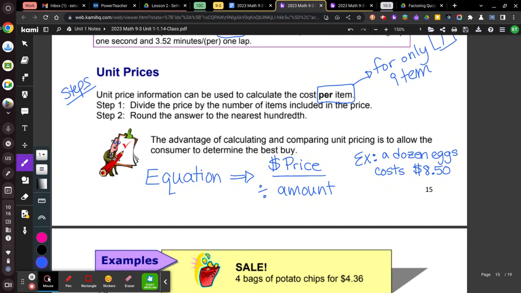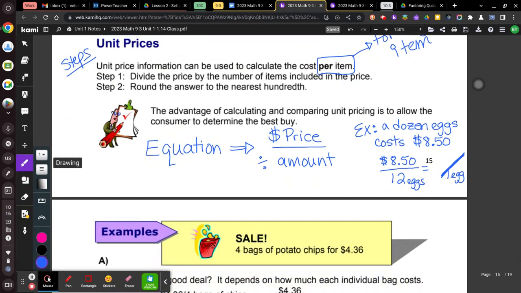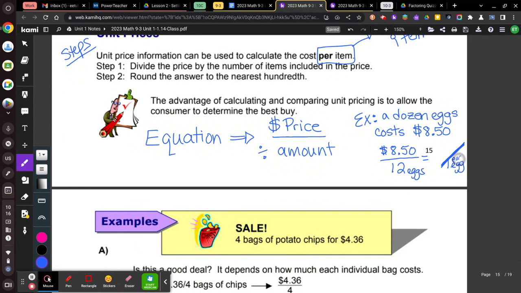What does one egg cost? So I'm going to use the equation. I'm going to put the money, $8.50, divided by the amount. There's 12 eggs. That's going to give me the price for one egg. Okay, we'll put a slash sign for per. So we're going to get for one egg or each egg. So everybody take the number $8.50, divide it by 12. So 8.50 divided by 12.